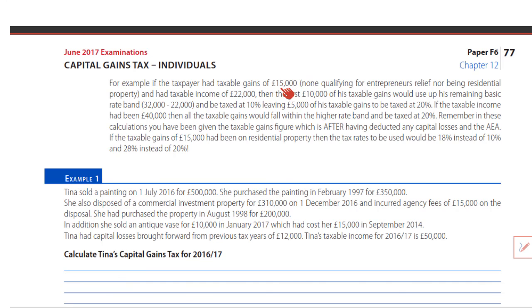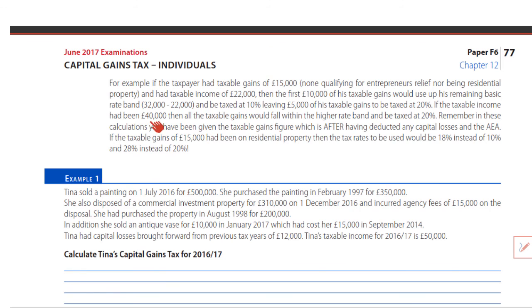So of our £15,000 taxable gain, the first £10,000 would use up that remaining basic rate band, the 32 minus the 22 there. Basic rate band limit 32, level of taxable income 22, remaining basic rate band 10,000. Given that it's not residential property, that will be taxed at 10%. That will leave the remaining 5,000 of the taxable gains pushed out of the basic and up into the higher rate band. For these other assets, the vast majority of assets that we'll have to deal with in an exam question, they will then be taxed at 20%. So the lower rate here is 10%, the higher rate is 20%.